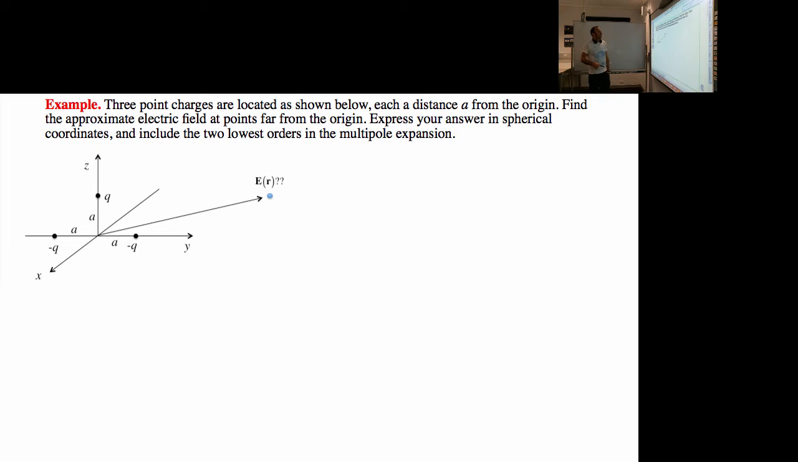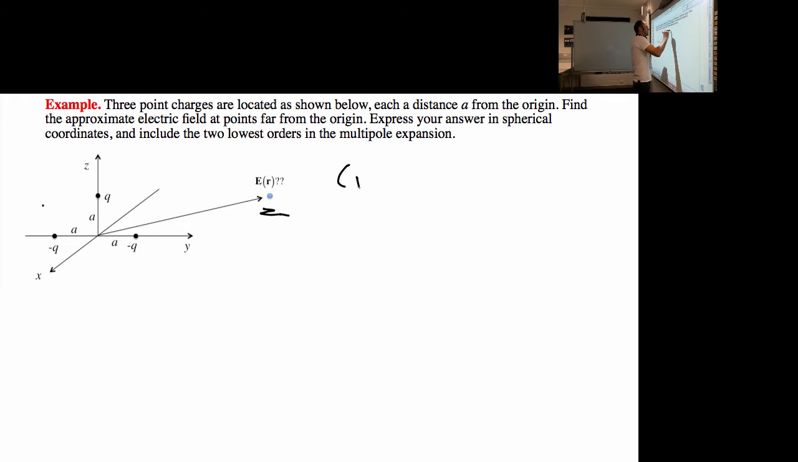Okay, so we're going to do an example of determining the potential and the electric field. And we're going to do this with 3 point charges which are shown in this figure. So we've got two negative point charges located on the y-axis, and we have a positive point charge located on the z-axis. So what we want to do is determine what the electric field would be out here. Okay, so quite far away from the origin.